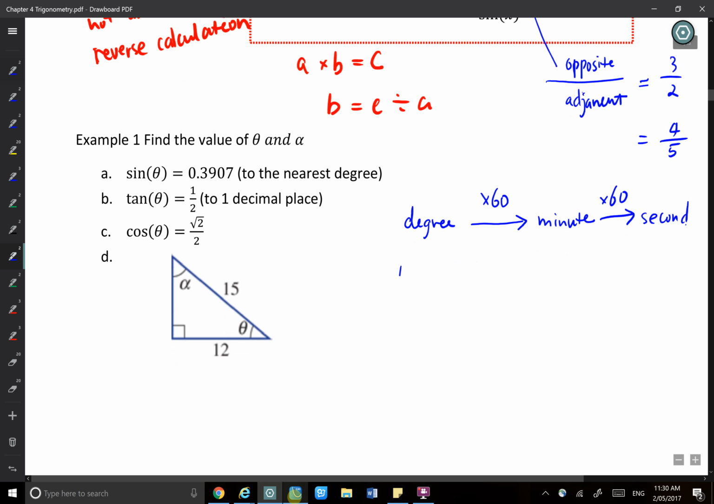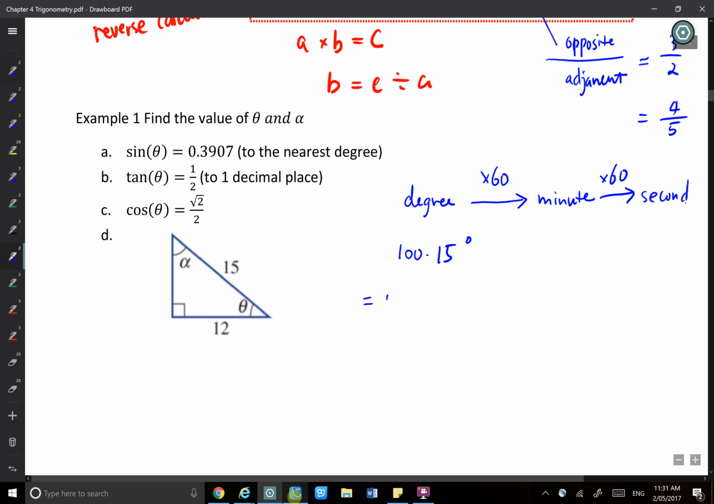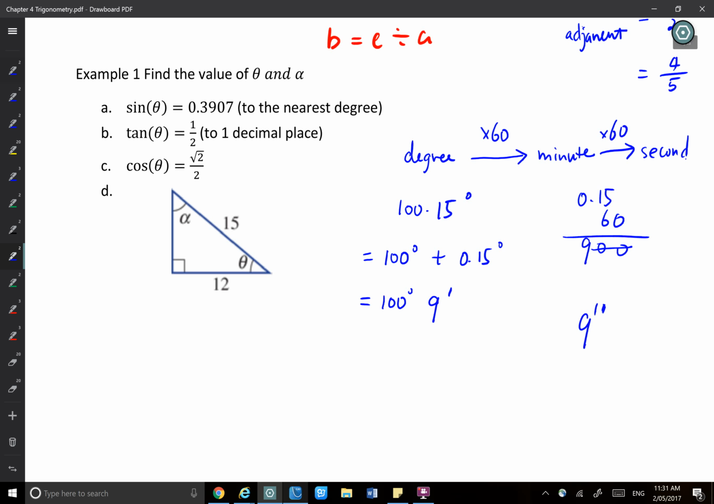So if I say 100.15 degrees, and I want to put that into degree, minute, and second, that will be 100 degree plus 0.15 degree, and you times 0.15 by 60. That's 9 minutes. The minute will be 1 dash, like 9 dash, and second will be dash dash, the same as your time notation. So 100.15 degrees equals 100 degree and 9 minutes. Just converting.